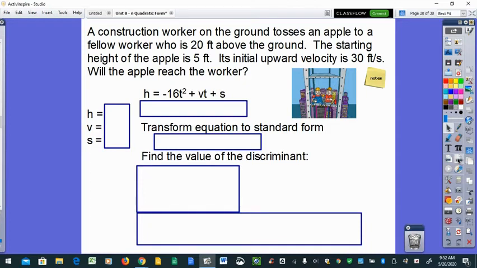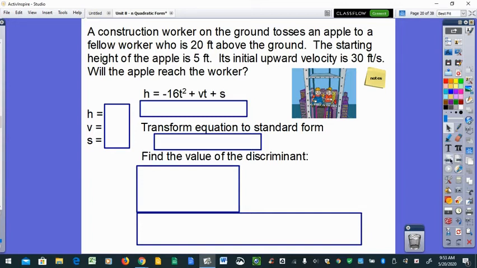And this is actually something that happens quite a bit in life. A construction worker on the ground tosses an apple up to a fellow worker who is 20 feet above the ground. The starting height of the apple is 5 feet. So his hand is 5 feet above the ground when he releases the apple. And he's going to throw it up there with a velocity. He's going to put force behind it that's 30 feet per second. And notice that it asks, will the apple reach the worker? It doesn't ask when. It's just asking, will the apple reach the worker?